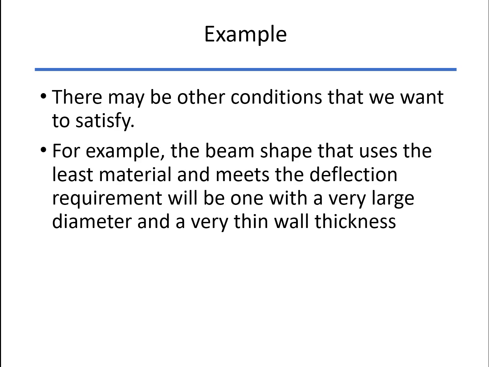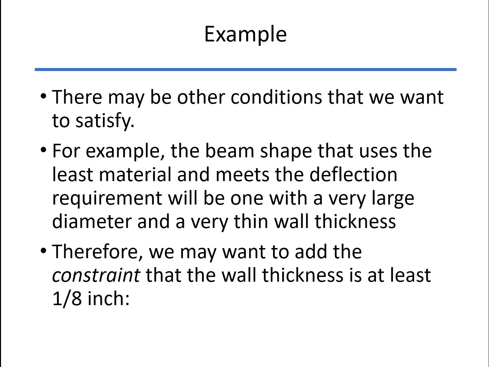Now, a couple other things we might want to say. If we just try to optimize that, we might end up with something that's 3 feet in diameter and 1/1000th of an inch thick, something like that, a very unreasonable kind of thing. And so we want the wall thickness. We're going to add a constraint. We're going to say, okay, we want the wall thickness to be at least 1/8 of an inch thick. So the difference in the diameters divided by 2 is greater than or equal to 1/8 of an inch.